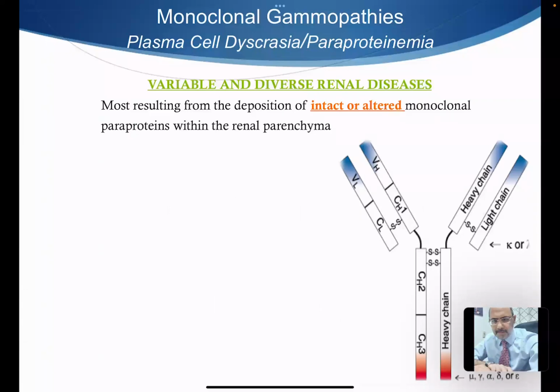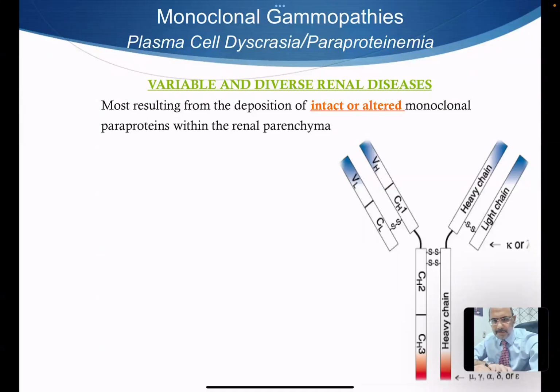So just to remind ourselves with the basic pathophysiology of this immunoglobulin, as we all know, it consists of a heavy chain and a light chain, and the FC domain linking all these together, and the light chain is usually kappa or lambda, whereas the heavy chain could be mu, alpha, or gamma, or epsilon, or delta type of heavy chain.